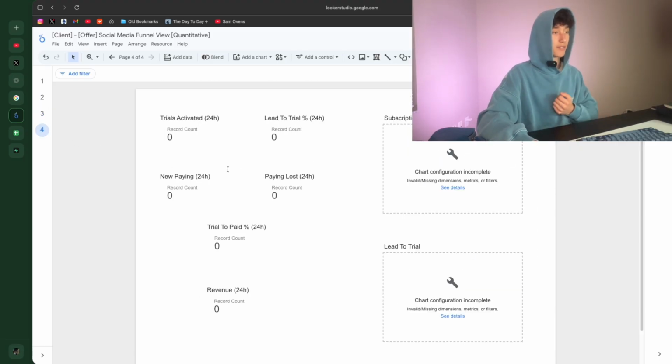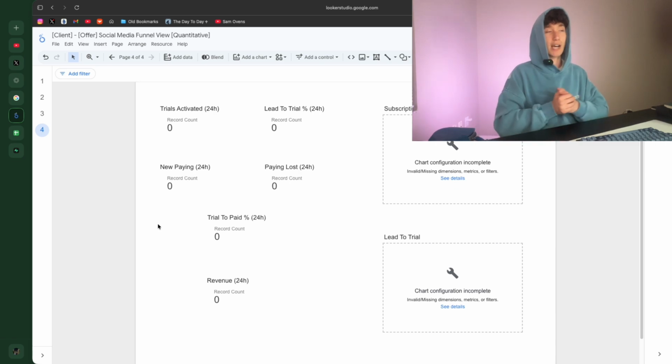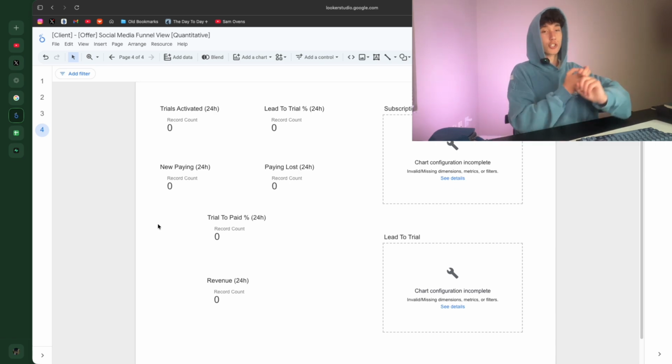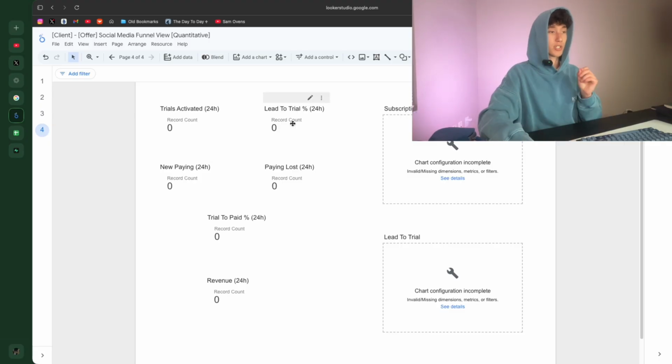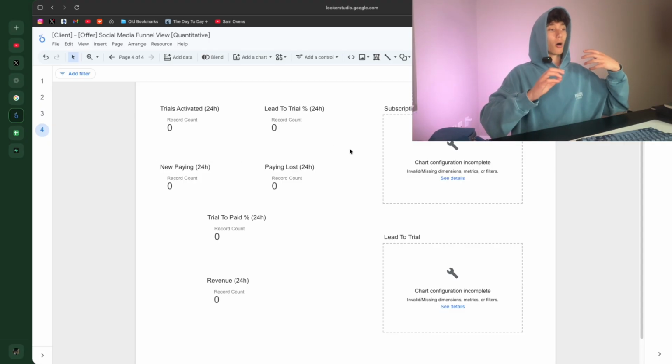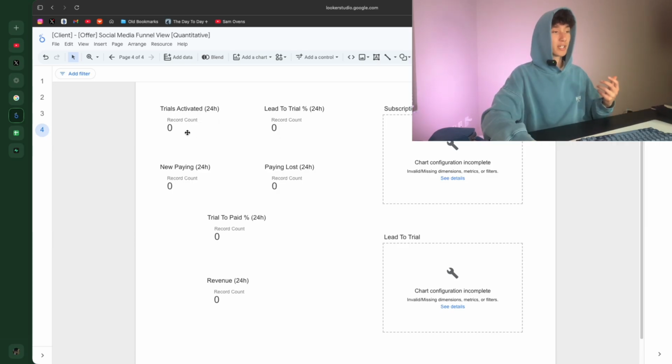And then the final page that I have here, this is just kind of your subscription health. This is revenue. So you can see your trials activated, your lead to trial percentage. And one thing I want to note when dealing with trials: your trials activated and your lead to trial are going to be different sets of data. Your trials activated for the day are not going to be the new paying people, if you get what I mean. So let's say we had 10 trials activated and then we had 20 new paying customers on the day.